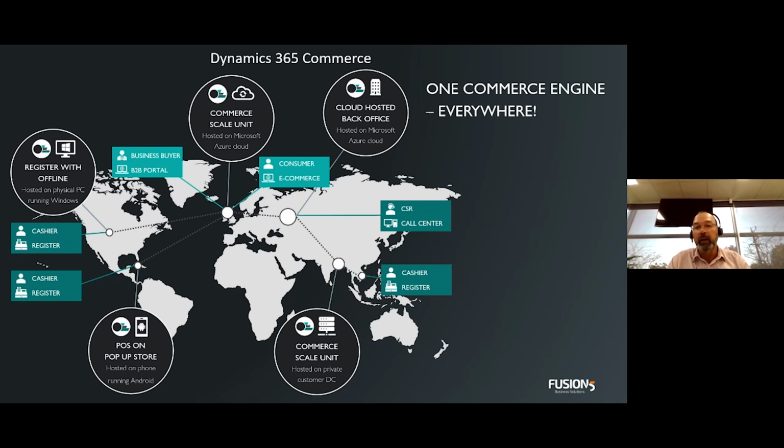We can do offline commerce call center unit, where in a store where you've got poor internet, you can have an on-prem commerce scale unit that can support your transactions. And even if the store goes offline, we can still function as a site. And then when the store comes back online again, it will just synchronize those orders back up into the cloud and into your ERP system.